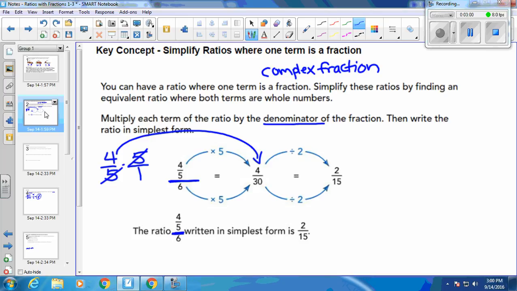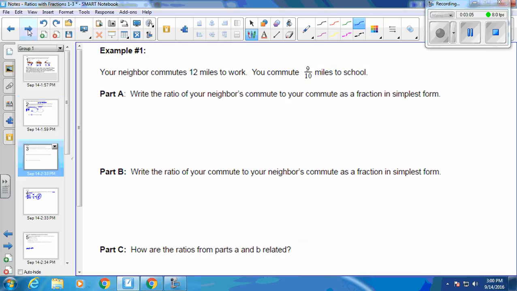Now, if you're not quite sure about that, we are going to do a couple examples together, so you'll see me walk through this. Example number 1 on the next page says that your neighbor commutes 12 miles to work. You commute 9/10 miles to school. They want us to write the ratio of your neighbor's commute to our commute as a fraction in simplest form. I like to, again, mark up my question as much as I can. So the neighbor's commute is 12 miles. Main fraction bar, your commute is 9/10 miles.